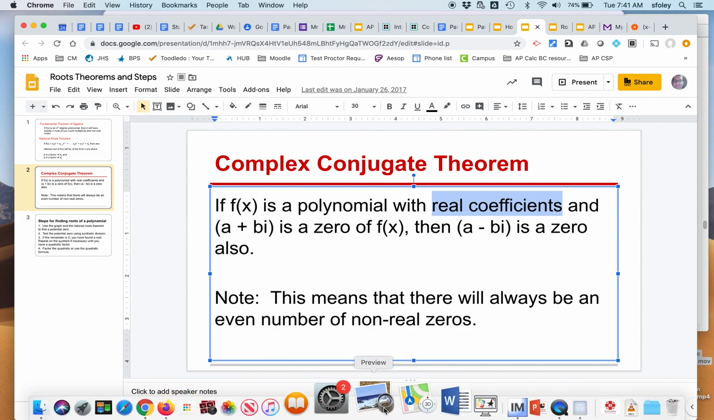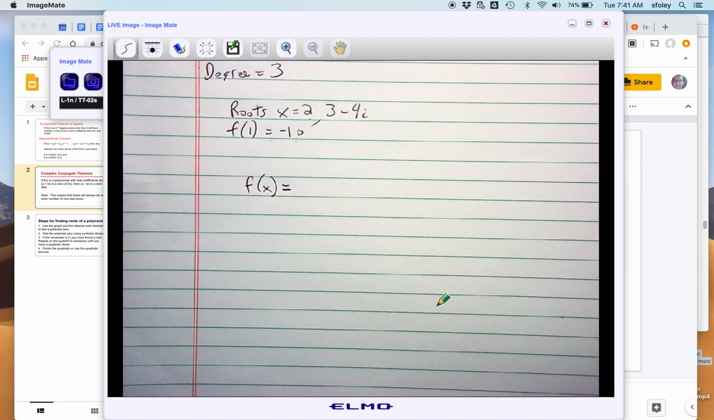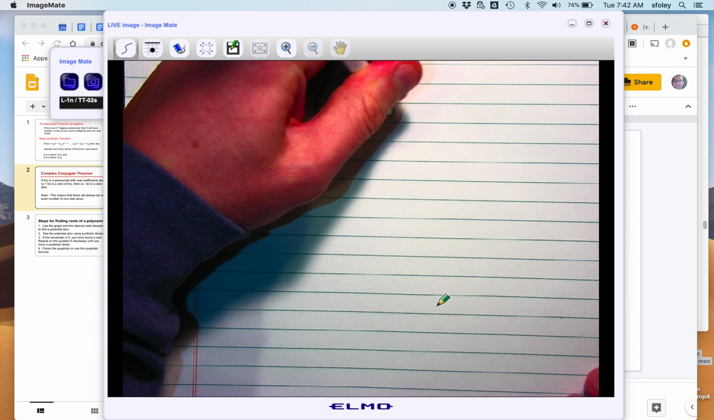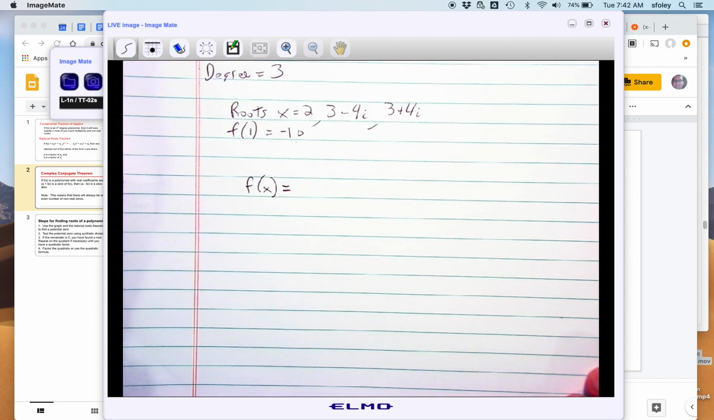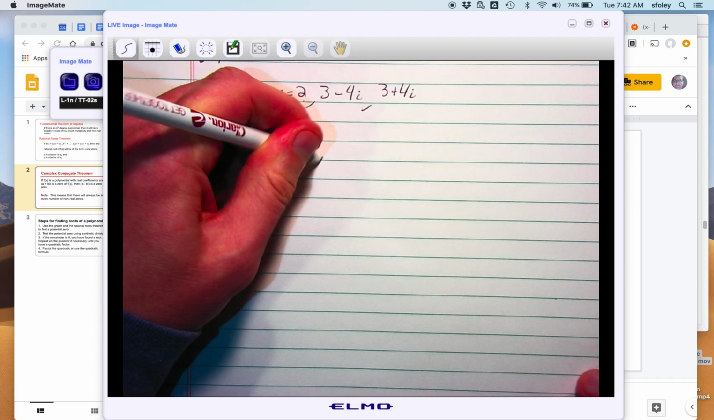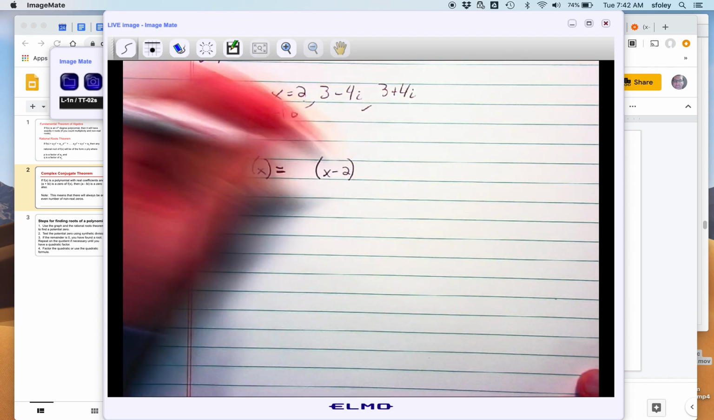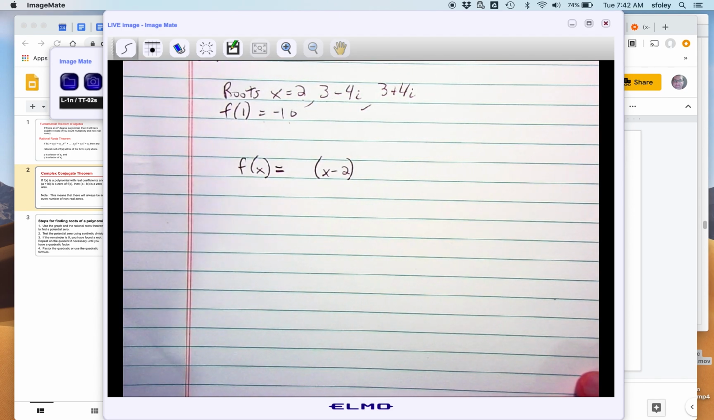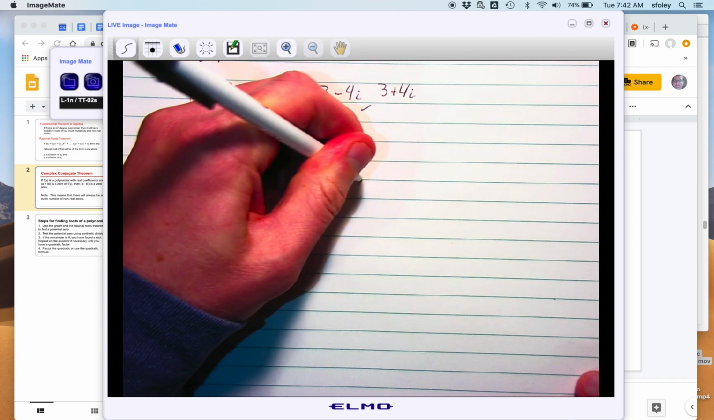All right, so what does that mean? It means when we go back to this problem, I can right away add my third root. So 3 plus 4i is a root. And so what do I know? Well, I know that roots lead to factors, so we're trying to be careful about our language, right? There's a difference between the root and a factor. And so x equals 2 is a root, and so x minus 2 is a factor.